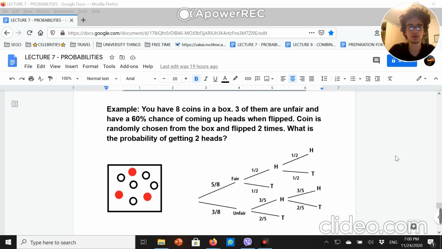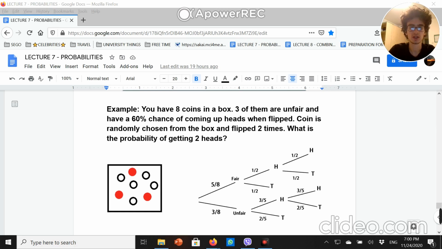And now let's take a look at the example immediately. So you have 8 coins in a box, 3 of them are unfair and have a 60% of chance of coming up heads when flipped. Coin is randomly chosen from the box and flipped 2 times. What is the probability of getting 2 heads? So this is our little drawing, this is our little box. It has 8 coins, the 3 red coins are unfair. And the most convenient way to represent this is using tree diagram.